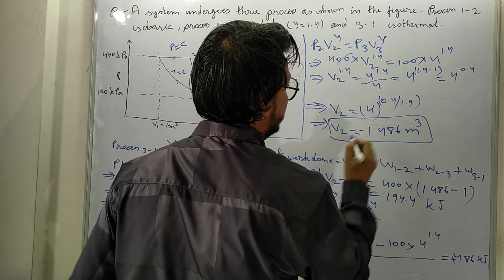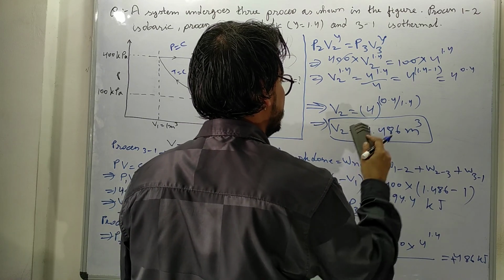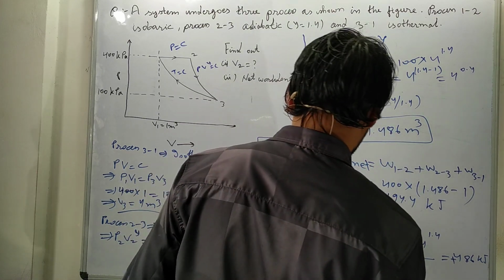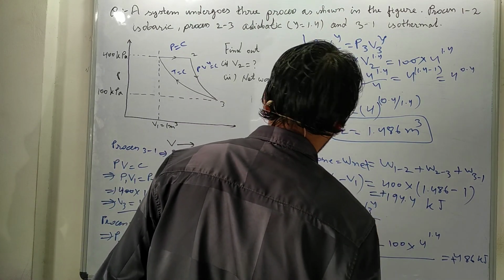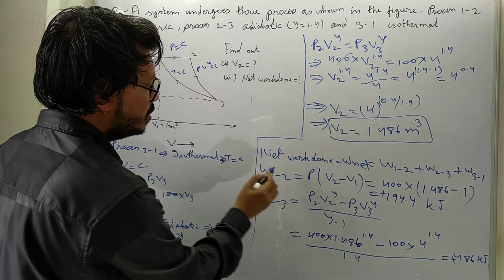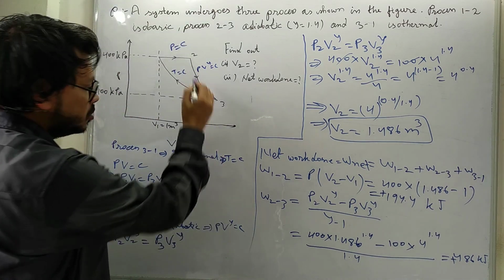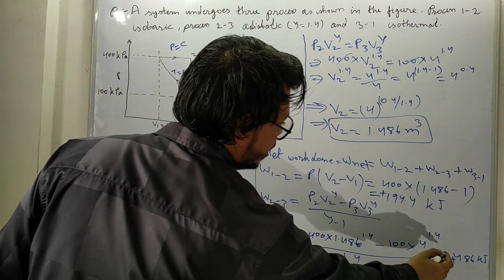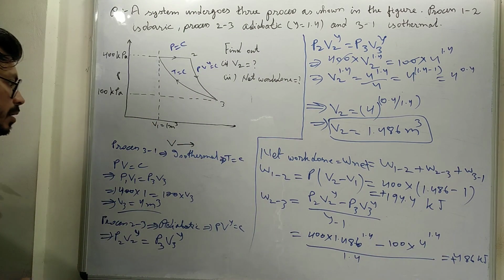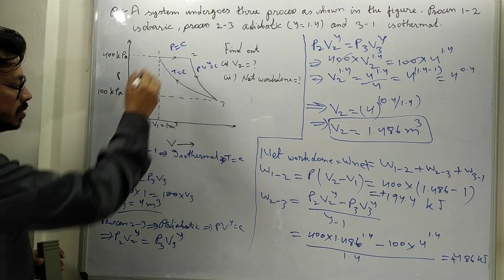This is also positive, that is, work done for the process 1 to 2 we have got the positive value as 194.4, and the work done by the process 2 to 3 we have got the positive value as plus 486 kilojoule. Now we will find the work done by the process 3 to 1.